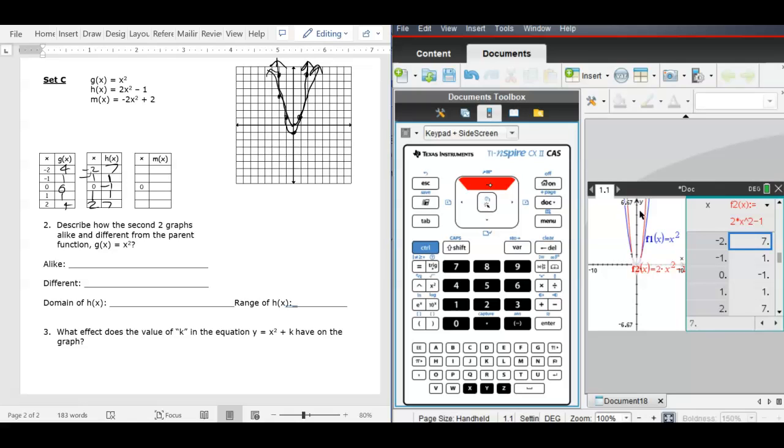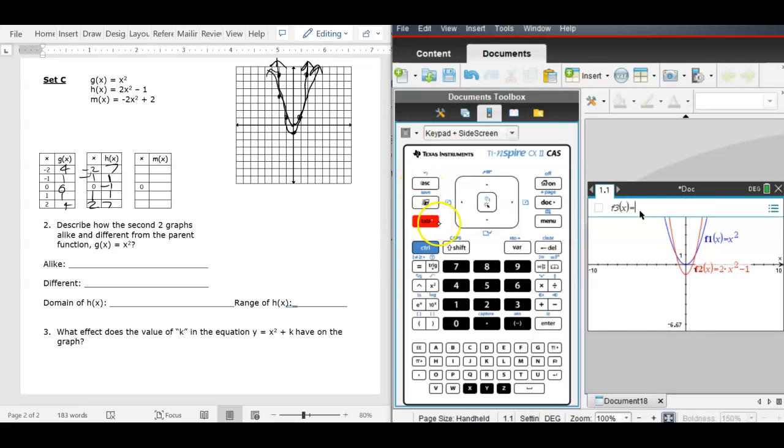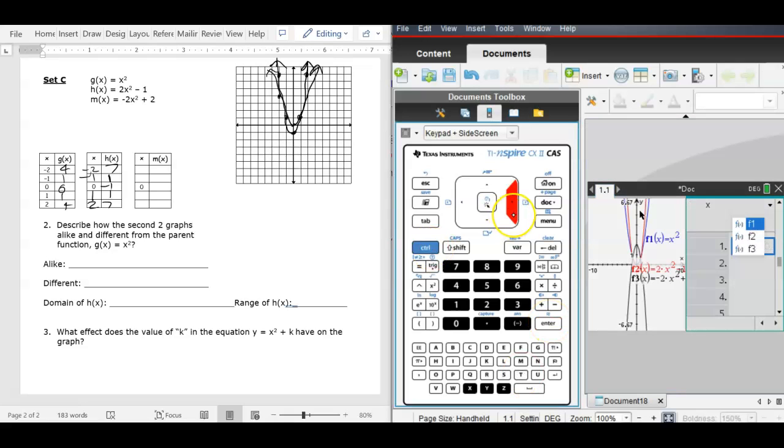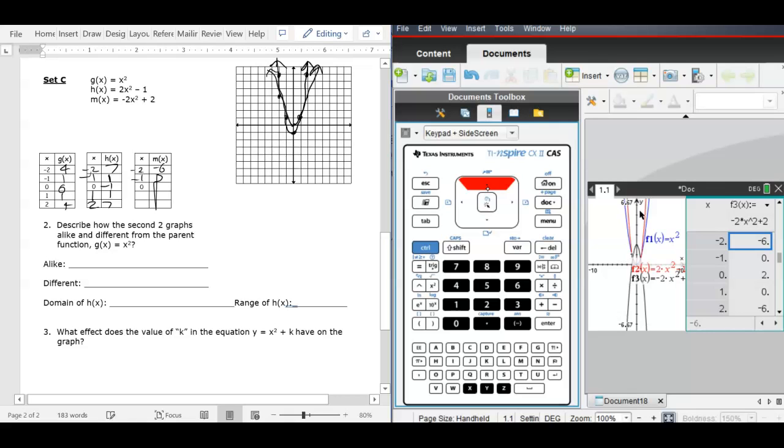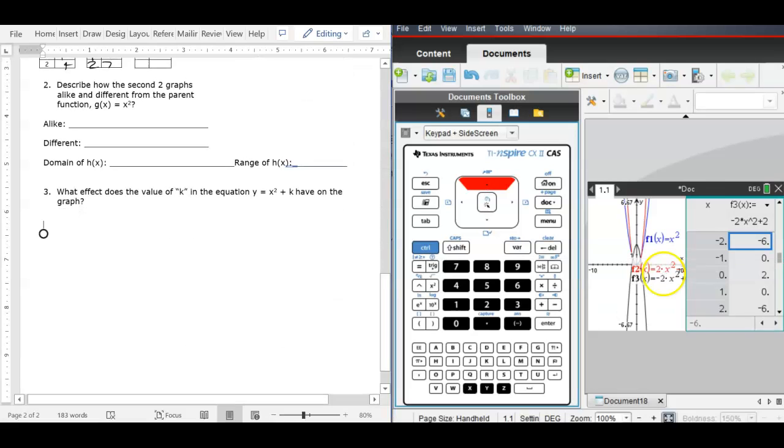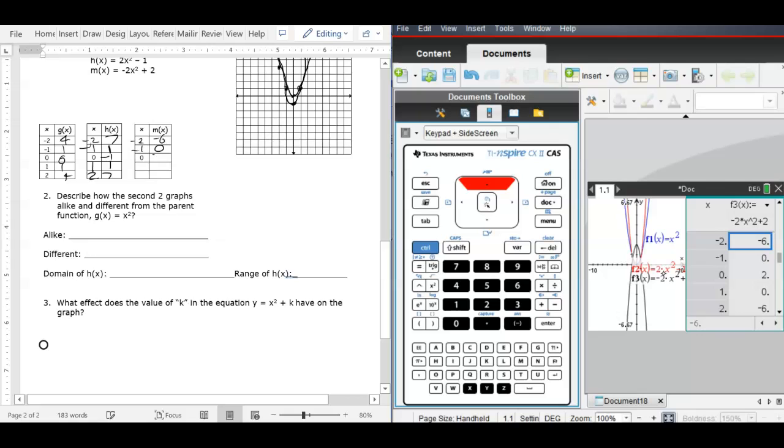All right, and then Control T to get rid of it, tab, and this one's going to be -2x squared plus 2. Looks like that. So Control T, make sure you're on the right one, and we got -2, -6; -1, 0; 0, 2; 1, 0; 2, -6. All right, so we get this graph going down, m of x.